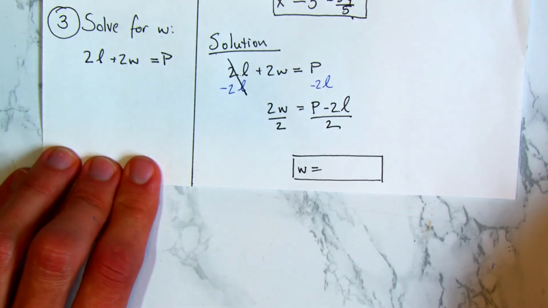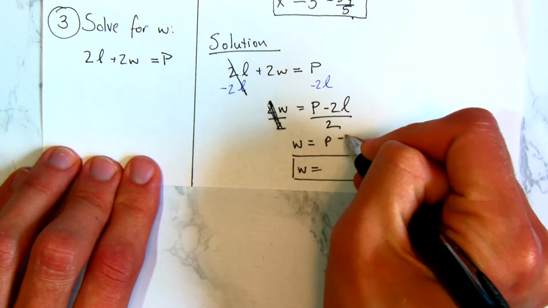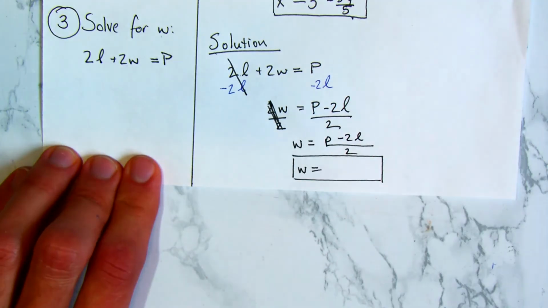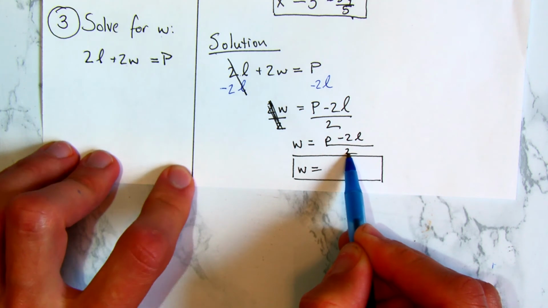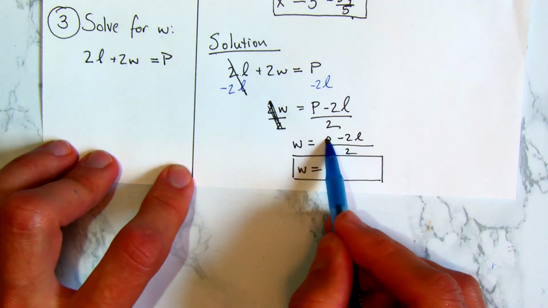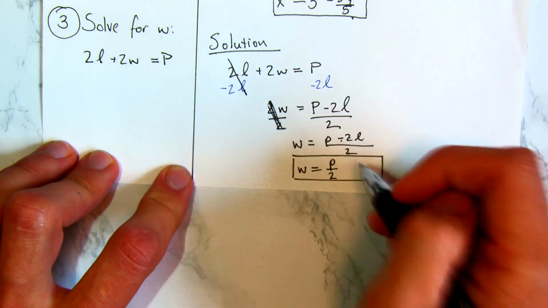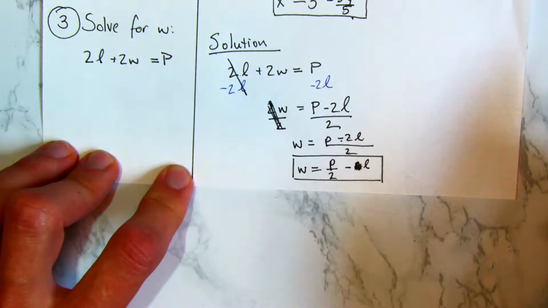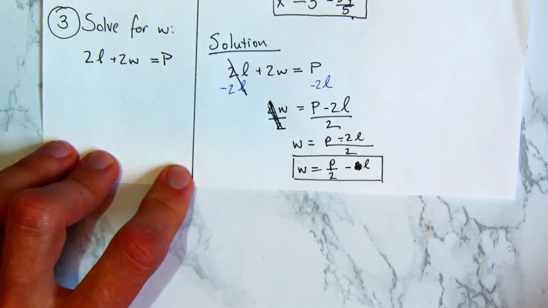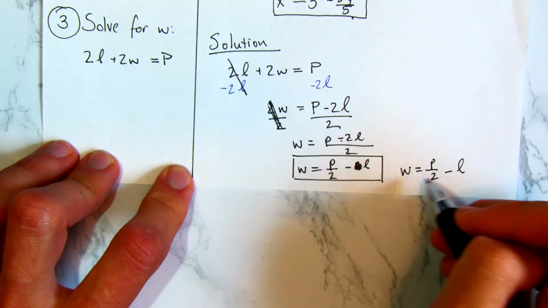Then divide both sides by 2, to get w equals P minus 2L divided by 2. Now be careful here because look, we can do 2L divided by 2. That can be simplified. So we have P divided by 2 minus 2L divided by 2, which is just minus L. 2 divided by 2 cancels for that term. So let me rewrite that because I made a typo. Here's our answer.